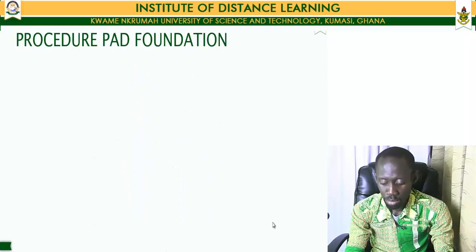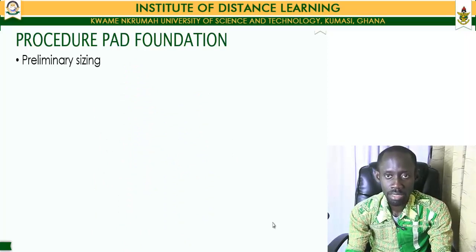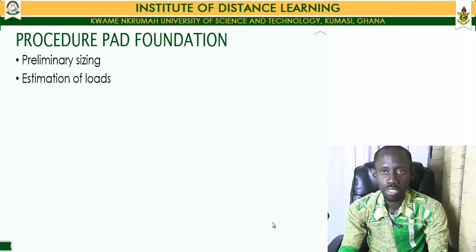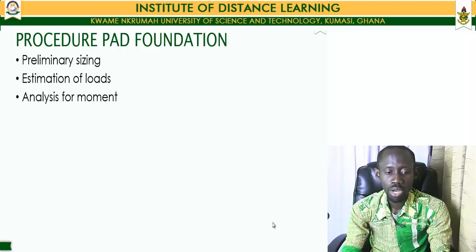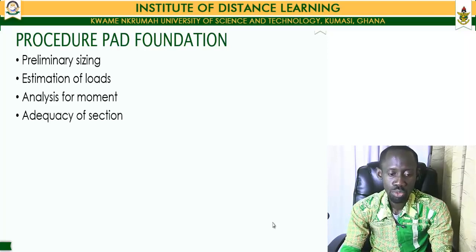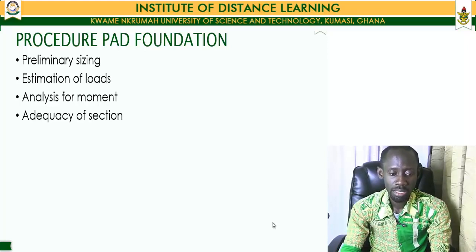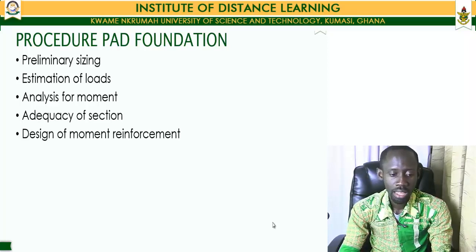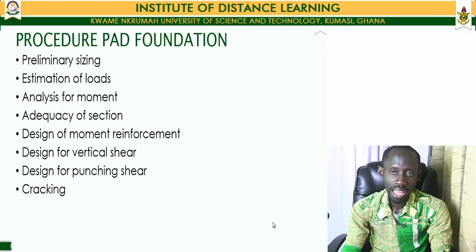Now, for the procedure of our pad design, we'll begin by establishing our preliminary sizing. Then we'll move ahead and estimate the load that the pad is supposed to resist and transfer to the soil. We'll do our moment analysis, from which we'll check whether the section we are designing, or the initial dimensions we came out with, is adequate to resist all the moments that the section is supposed to carry. Then we'll design for our moment reinforcement. We'll design for our vertical shear. We'll do our punching shear design, and we'll end everything with our crack design.